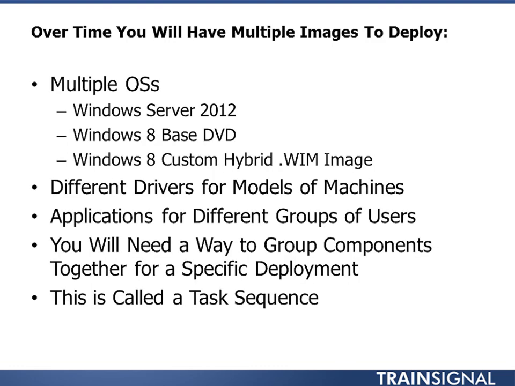Over time, you'll probably have multiple images. You'd have one image for Windows 7 machines, another for Windows 8, maybe another for Windows 8 mobile devices, and then yet another one for your Server 2012 OSs. You'll have different drivers for different models of machines, applications for different groups of users. So you're going to need some way during a deployment to group your components together for a specific type of deployment. And that is called a task sequence.